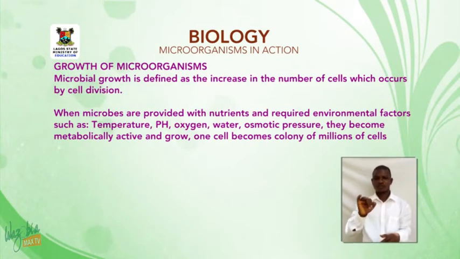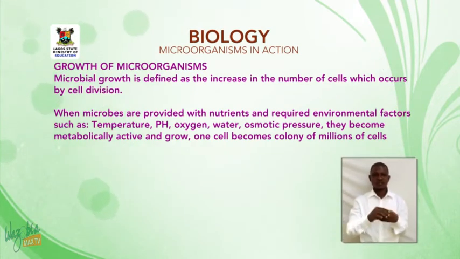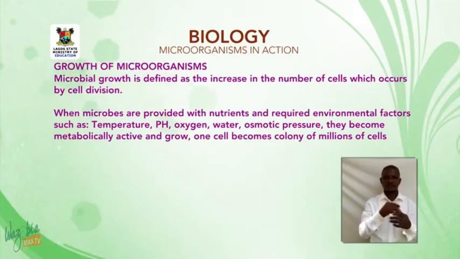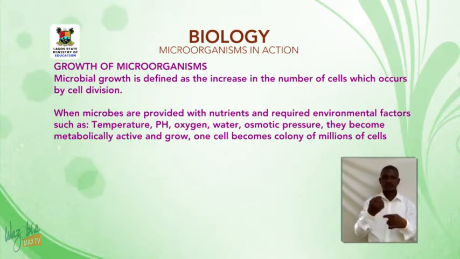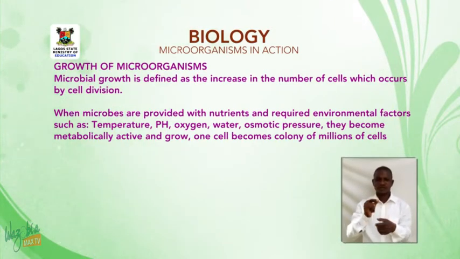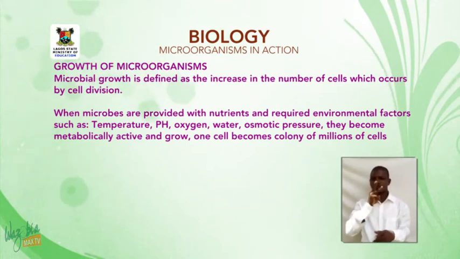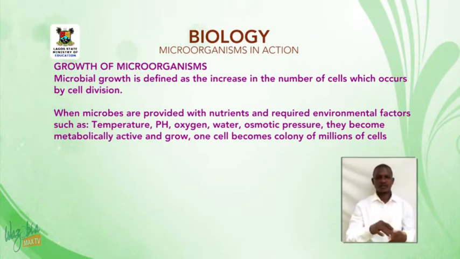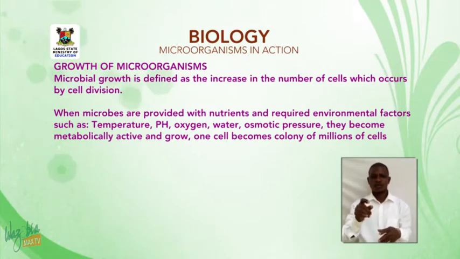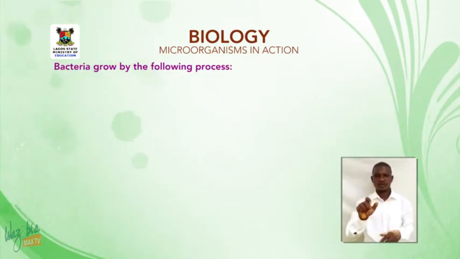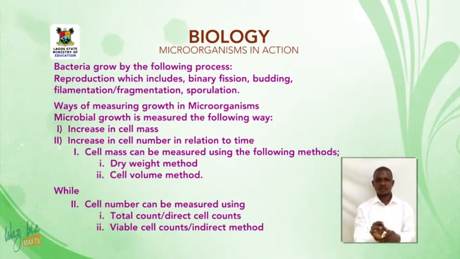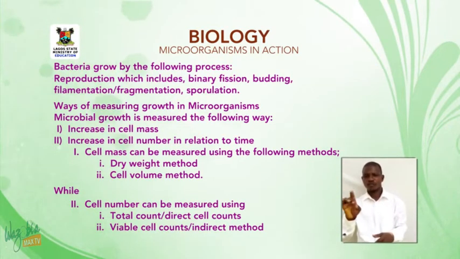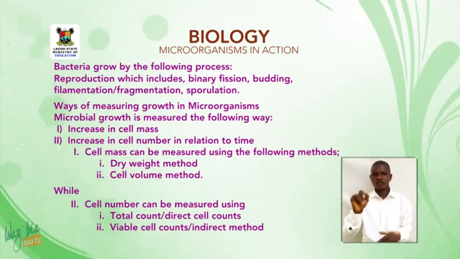Microbial growth is defined as the increase in the number of cells, which occurs by cell division. When microbes are provided with nutrients and required environmental factors such as temperature, pH, oxygen, water, and osmotic pressure, they become metabolically active and grow. One cell becomes a colony of millions of cells. Bacteria grow by the following process: reproduction, which includes binary fission, budding, filamentation/fragmentation, and sporulation.